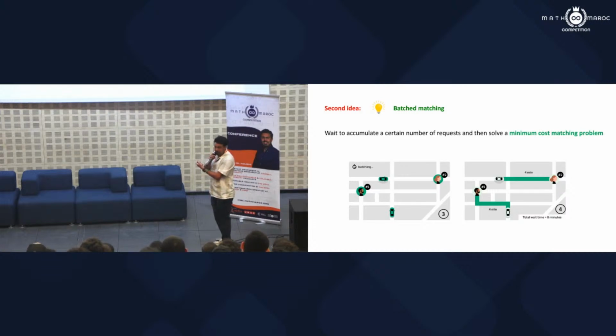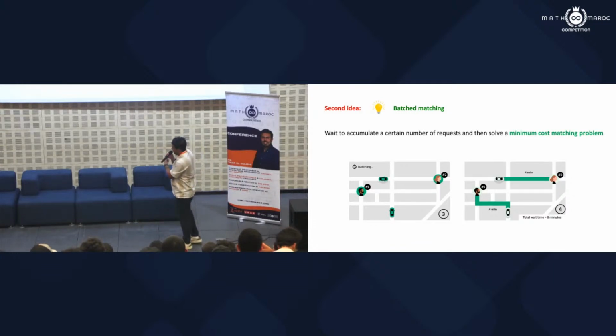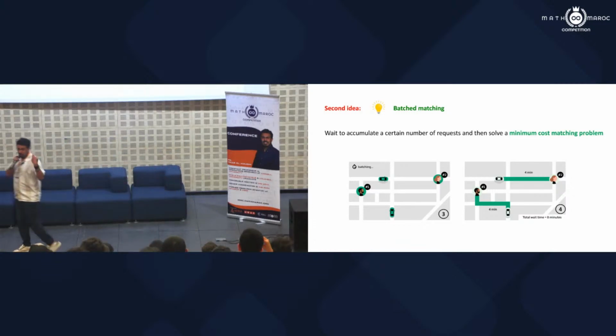So in this toy example, as you can see, the total waiting time is 8 minutes. We've increased the wait for the first request by a little bit, but decreased it a lot for the second request. And overall, if you look at the average waiting time in your graph, it is lower than the output of the first algorithm. Is that clear?